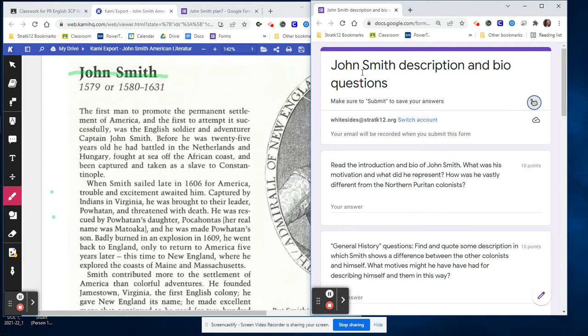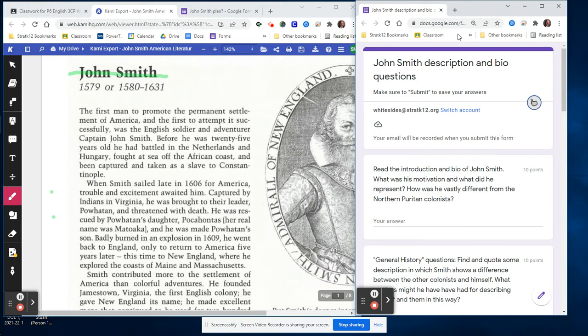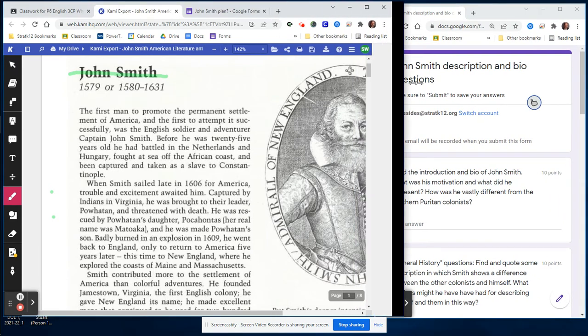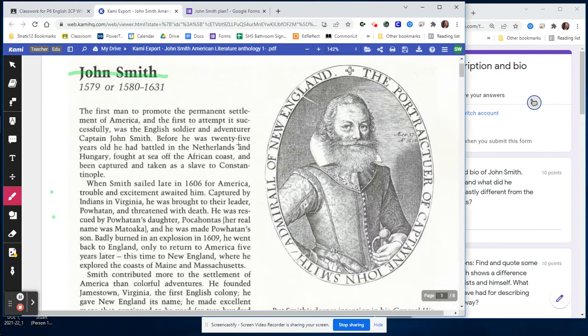So apparently John Smith is from the South. He's not one of the Puritan guys that landed at Plymouth Rock or is up in Massachusetts, up near Boston. He landed down in Virginia, and he's different. So let's do some reading.